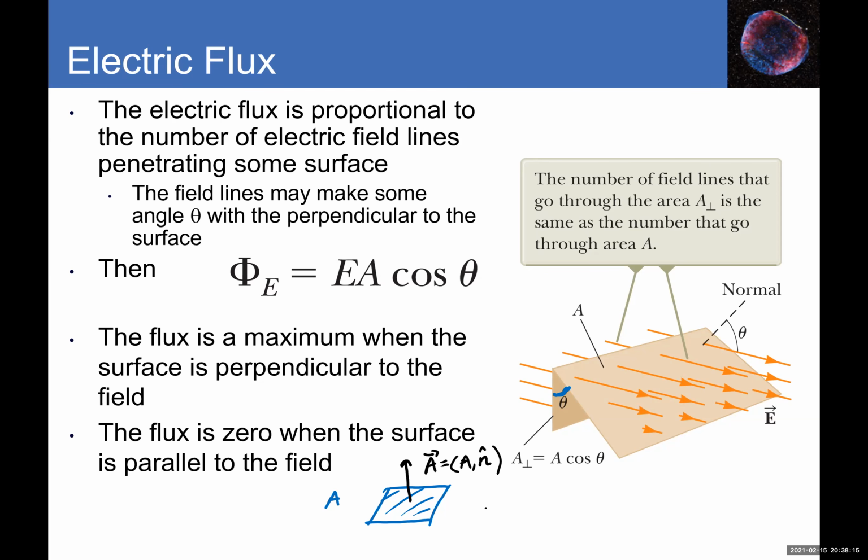What do I mean by n hat? So n hat is the unit vector perpendicular to the surface, which means it's always perpendicular to the surface, even if the surface is kind of moving around. So think like this.